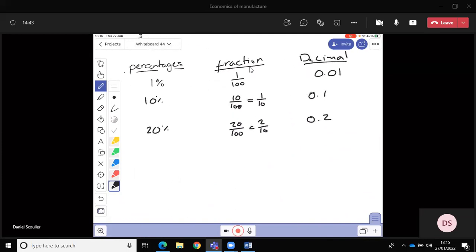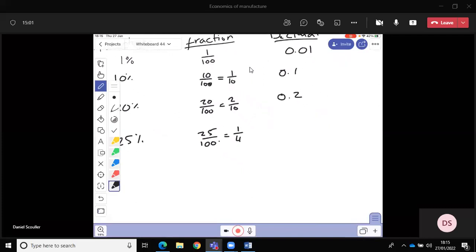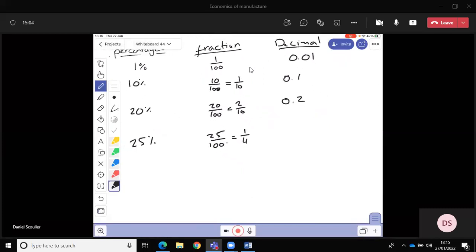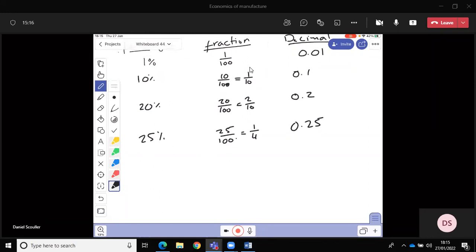So conversion wise, working with simple conversions, percentages to fractions to decimals. Another common one, 25%. It's just a fraction of 100. This time that simplifies to 1/4. So if we simplify that right down, there's 4 25s in 100, 1 in 4. If you put that in your calculator, 1 divided by 4, you should get that result, 0.25.